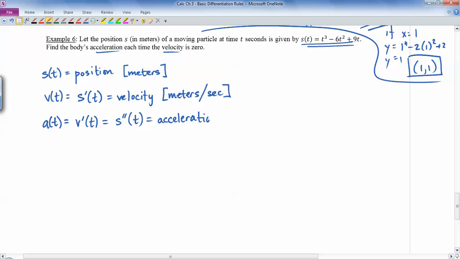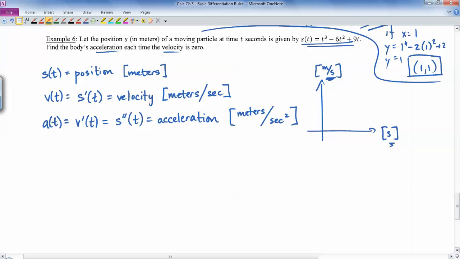And acceleration, if we took a velocity graph, then the y values are in meters per second, and the x values, or the t values, are in seconds. So if I take a slope, you'd have meters per second per second, and that's the same thing as meters per second squared. It's how fast your velocity is changing per second.